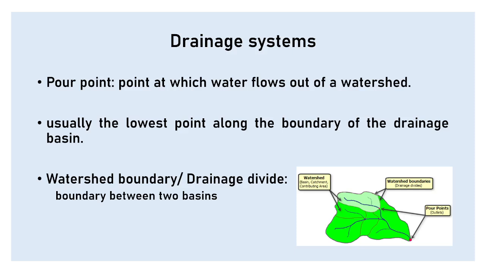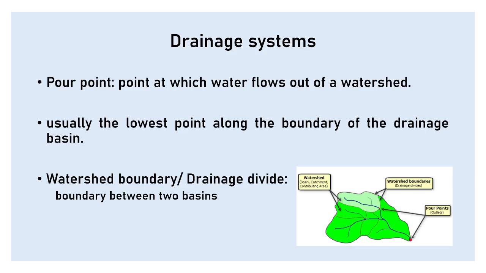Here we are just discussing certain terms that are used, so that while discussing the modeling, if these terms come in again, you don't get confused. Okay, so pour point is basically the point at which water flows out of a watershed. This is the watershed, this complete thing, and this is the pour point where the water present in the watershed is flowing out.